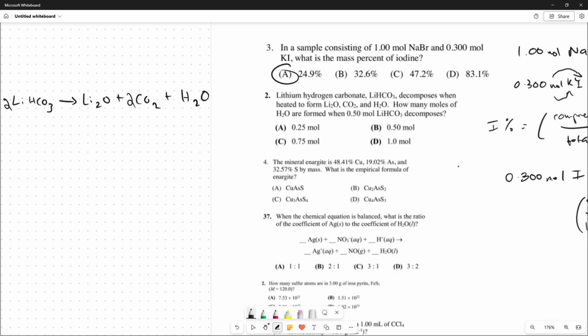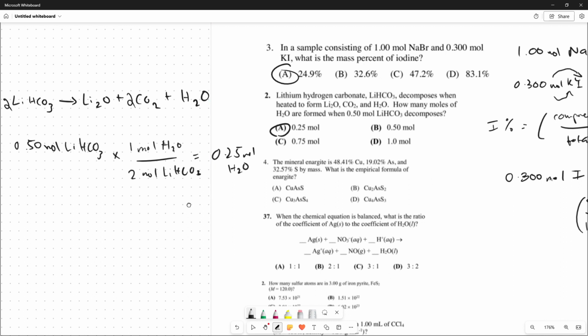Now we can do some stoichiometry to find how much H2O is formed. We have 0.50 moles of LiHCO3, and we multiply it by the molar ratio. To cancel out LiHCO3, we know that for every 1 mole of H2O, we have 2 moles of LiHCO3. That gives us 0.25 moles of H2O, which is a really easy question. But the questions get harder as we go.